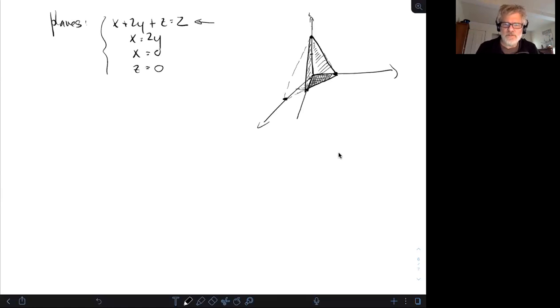The first equation is the equation of the tetrahedron. The tetrahedron is the solid bounded by the 4 planes. That's what the tetrahedron is. These are just 4 planes. They give you the 4.